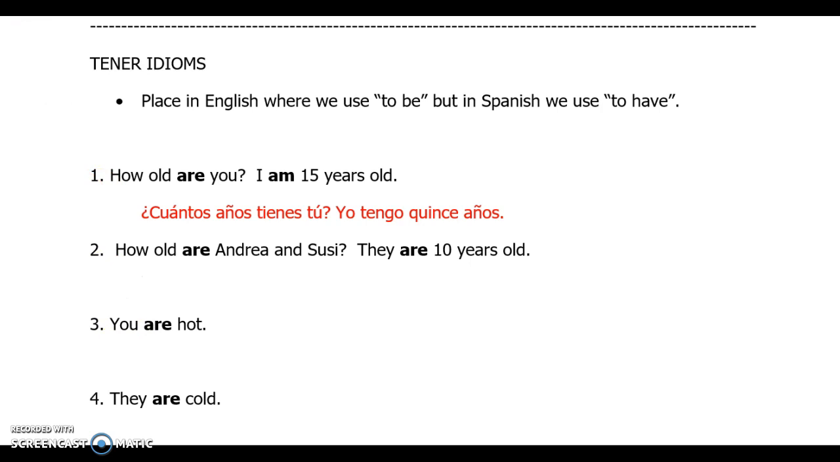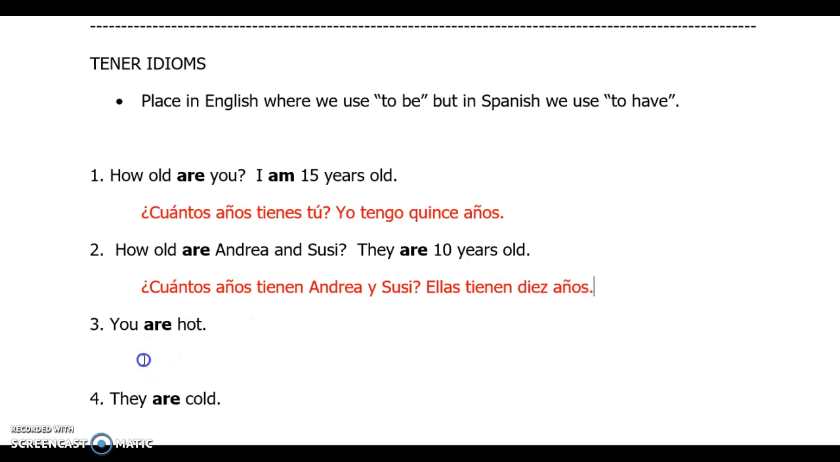Next one. How old are Andrea and Susie? Let's talk about other people. So we've got this cuántos años again. So I'm just going to copy this and paste it because it's a little faster for me. Now, we're talking about they. Remember in a question the verb goes first, so tienen. We're going to use that stem change because it's the they form. Andrea y Susie. Okay? They are 10 years old. We've just done all this stuff with ser and estar. I am, they are. We're not going to use it. We're going to use tener. Ellas tienen. They have 10 años.